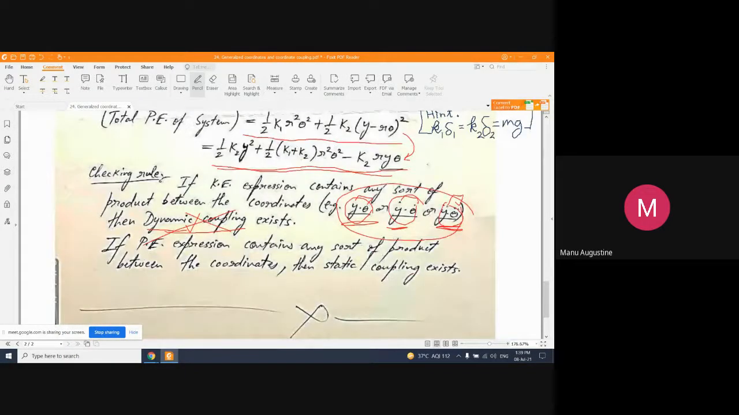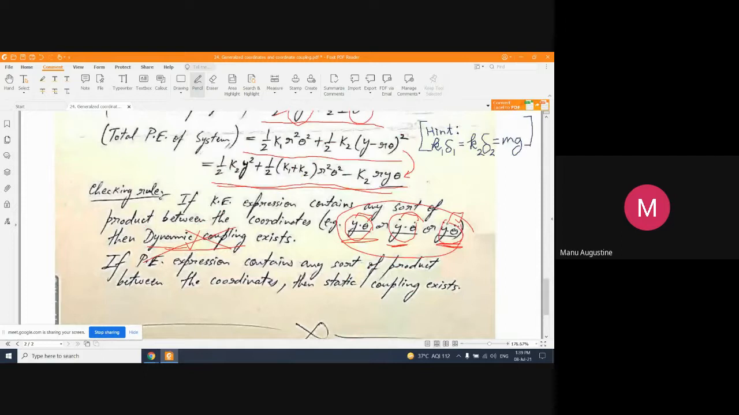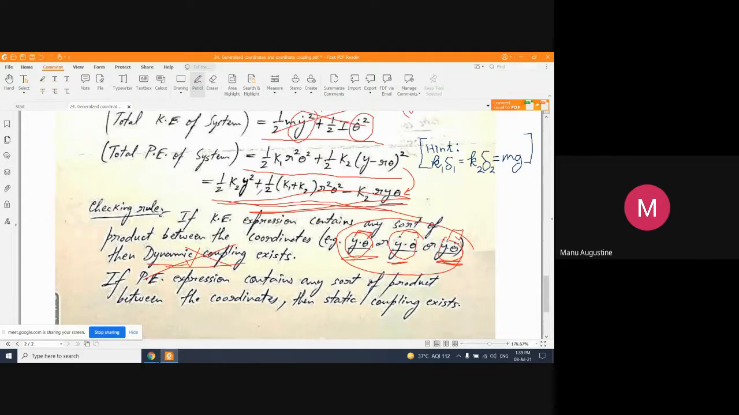Now remove the kinetic energy expression from your data set, you go to the potential energy expression, this is it, and again check each and every term whether the set of generalized coordinates are getting mutually multiplied or not. I see y into y, so no mutual multiplication of y and theta. I see theta into theta, again no mutual multiplication of theta and y.